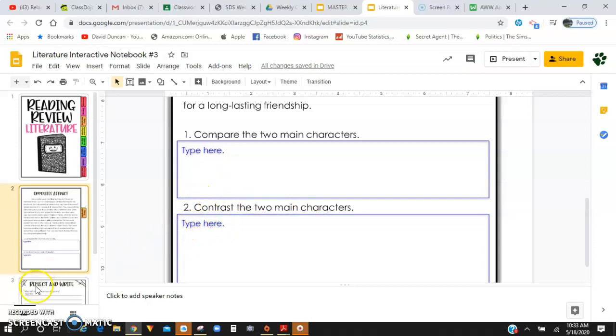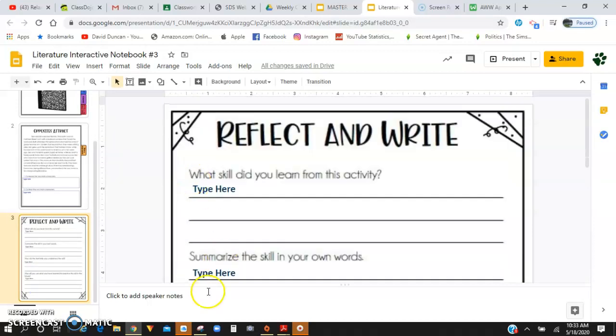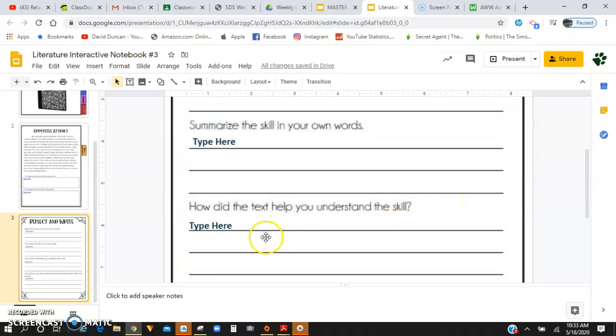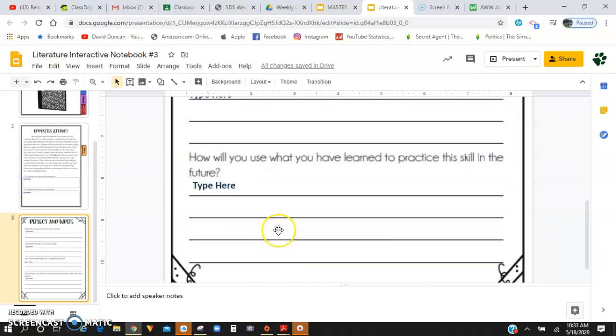After you do that, you are also going to have your reflecting and writing. What skill did you learn? Summarize the skill in your own words. How did this text help you understand the skill? And how will you use what you have learned to practice the skill in the future? That's it for this interactive notebook. Pretty simple, pretty straightforward. If you have questions, though, I'm always here for you.